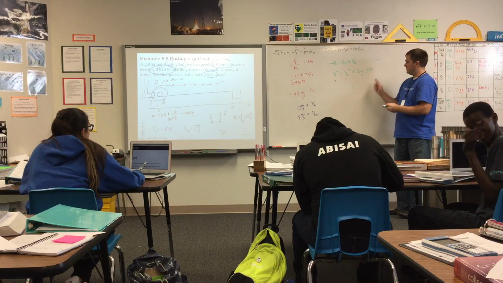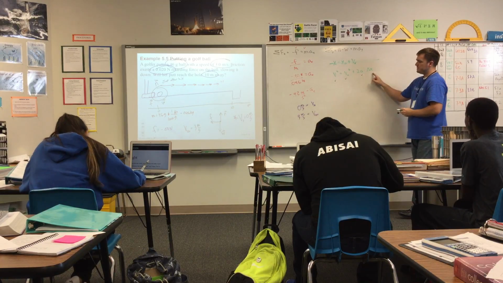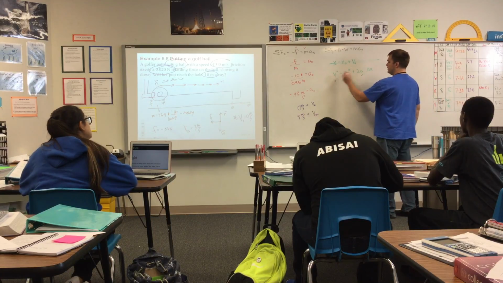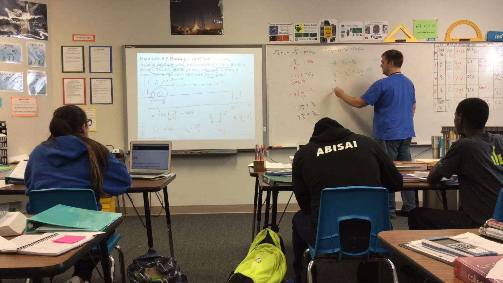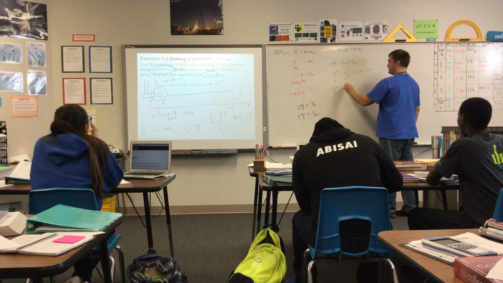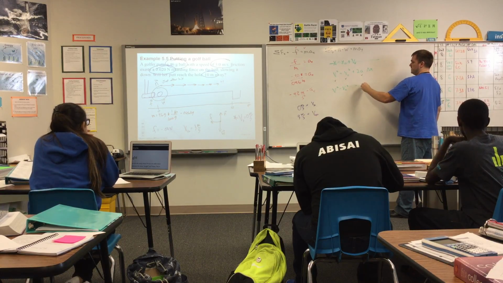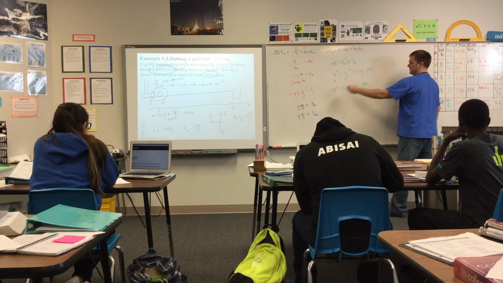Let's figure out the delta x. So, as always, we're going to solve this equation for delta x first. So I'm going to subtract V naught squared from both sides. So V squared minus V naught squared equals 2a delta x. What I can do is divide both sides by 2a.